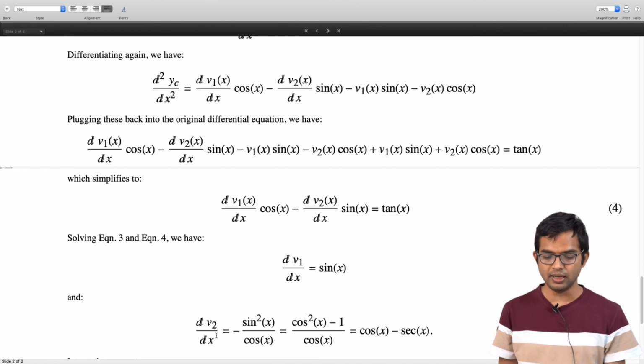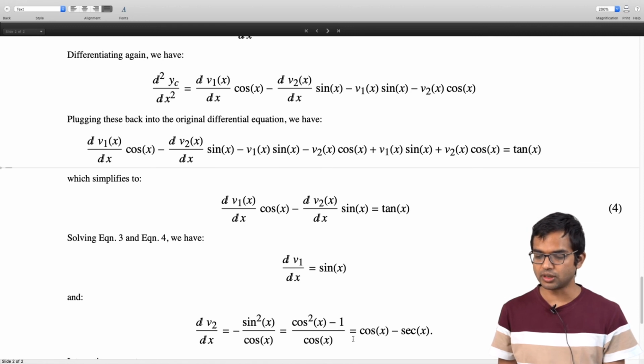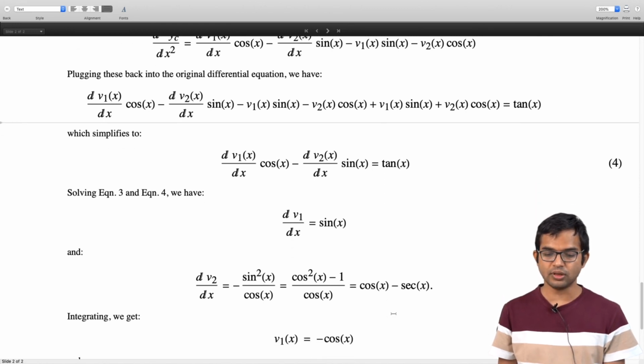So dv2 by dx is equal to cos squared x minus 1 by cos x. It's more convenient to write it this way. So cos squared x by cos x, it's cos x, minus secant of x. So now integrating the first equation is straightforward.